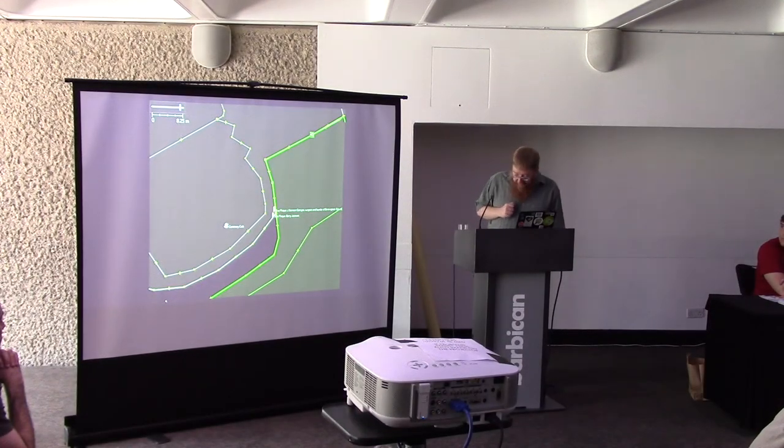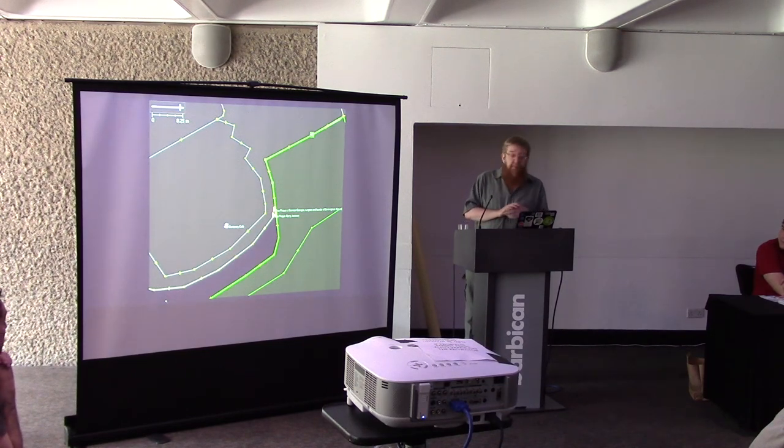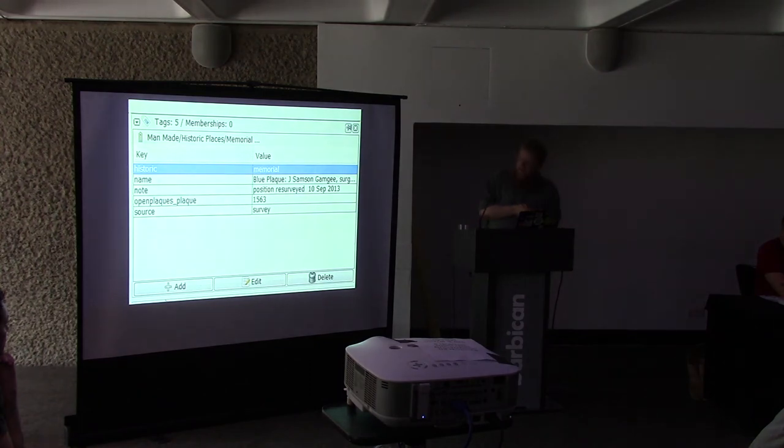So let's have a look at another place in Birmingham with some tags on. This is a theatre called the Repertory Theatre, or the Rep, and it has two blue plaques. I mentioned those plaques earlier. They're the sort of things that you put on a building that said somebody famous lived or worked here. And this is the set of tags for one of those blue plaques.